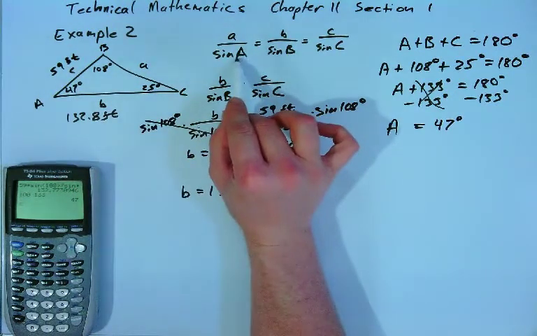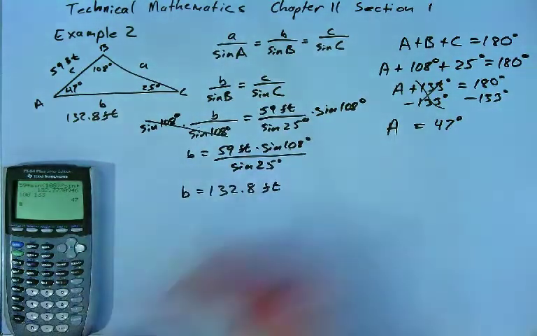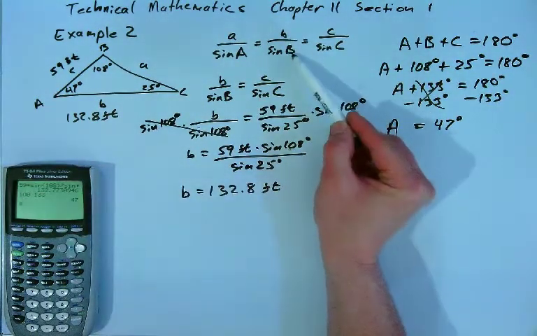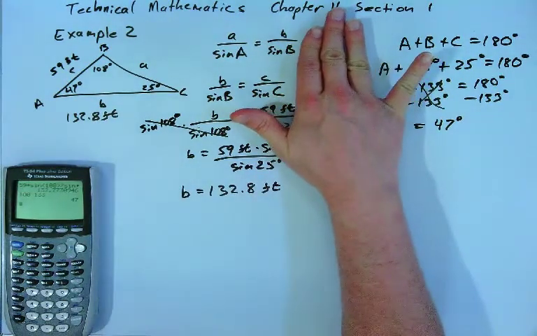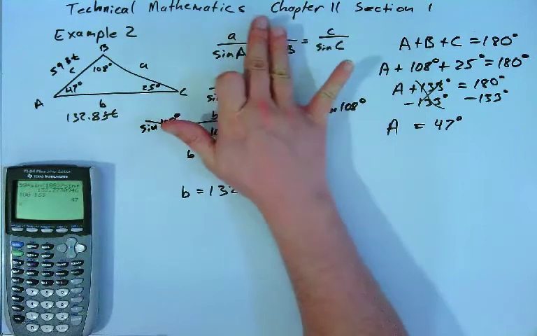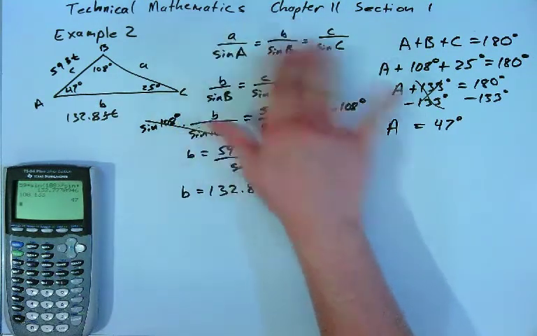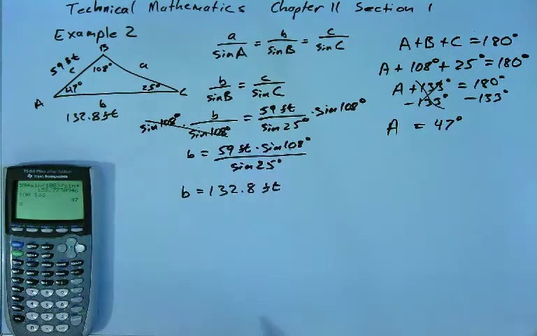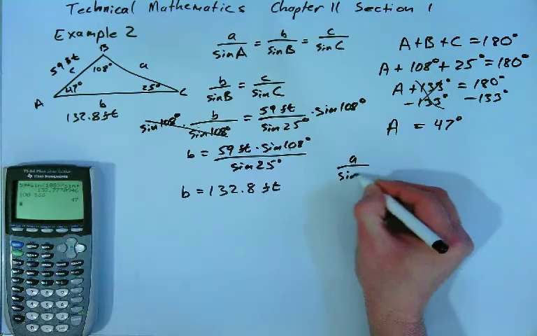Now that we know angle A, we can use the law of sines to find the length of side a. And since we already know side b and angle B, and we know side c and angle C, it doesn't matter if we use a over sine A is equal to b over sine B, or if we use a over sine A is equal to c over sine C. It's not going to make a difference which one we use. We'll get the same answer both ways. And so we'll have a over sine A.